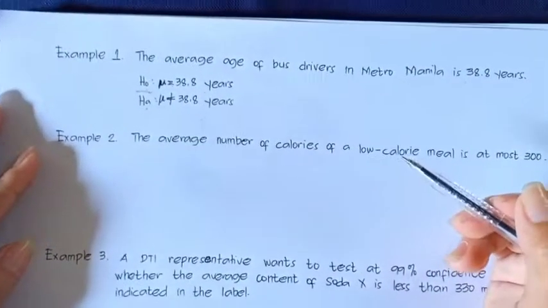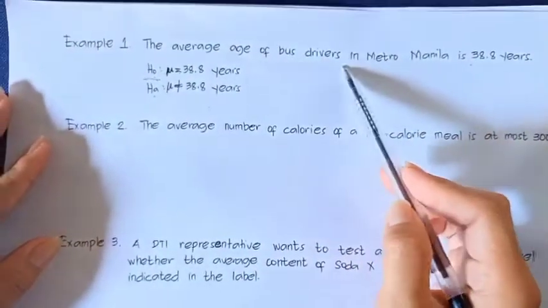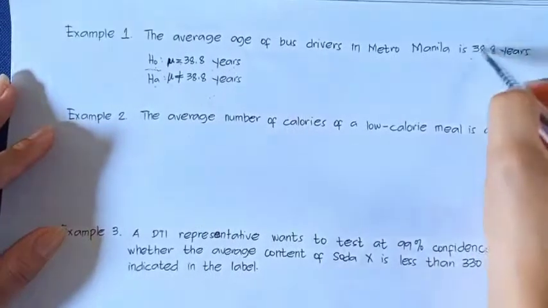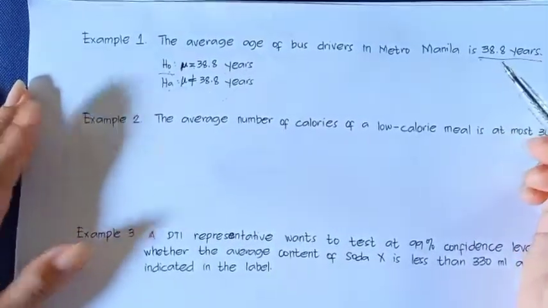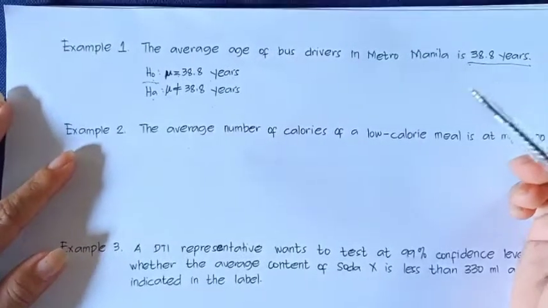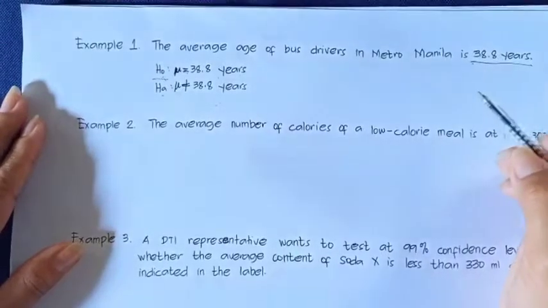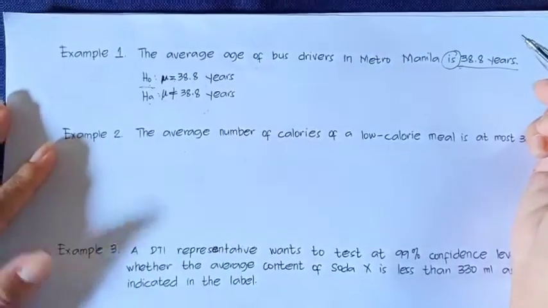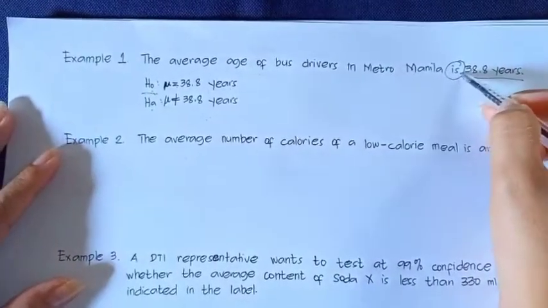Let us have first example 1. The average age of bus drivers in Metro Manila is 38.8 years. We're going to state the null and alternative hypothesis of each example. So what is the clue in these examples? The clue here is the word is. So it means for the null hypothesis, the symbol that we use is equal.